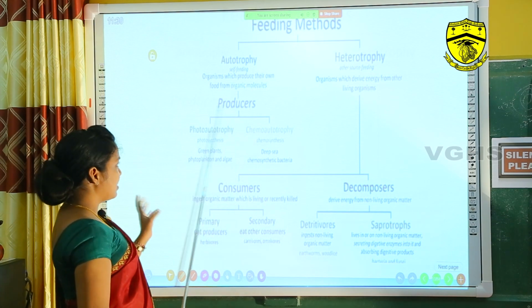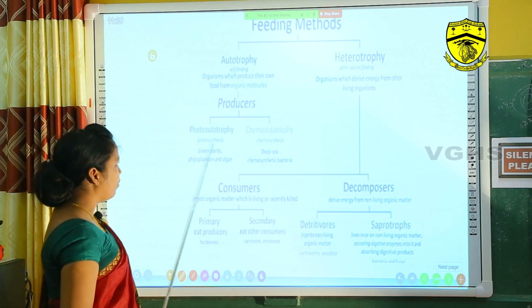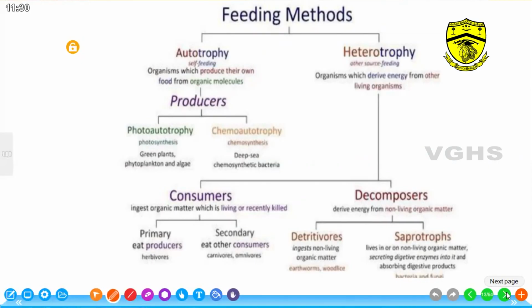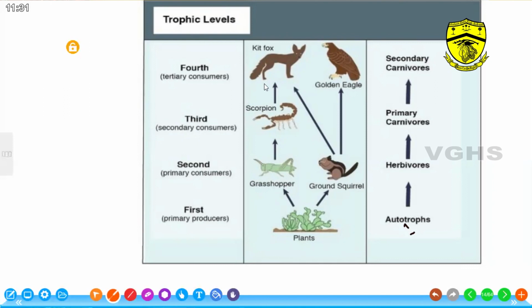Producers are divided into two types: photoautotrophs and chemoautotrophs. Next, heterotrophs are divided into two types: consumers and decomposers. Consumers are of two types, primary and secondary. Decomposers are detritivores and saprophytes.